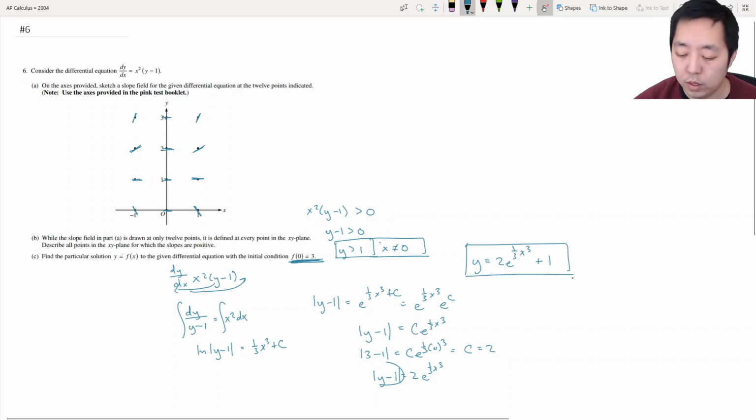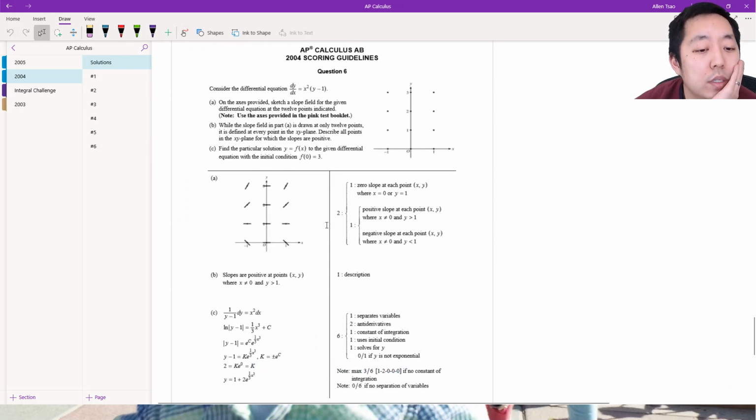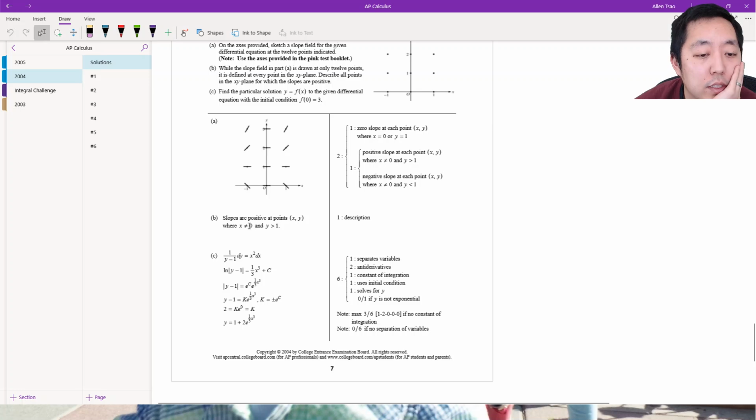Okay. All right. Let's look at the answers. These look right. X is not equal to 0 and y is greater than 1. And then 1 plus 2 e to the 1/3 x cubed. Okay.